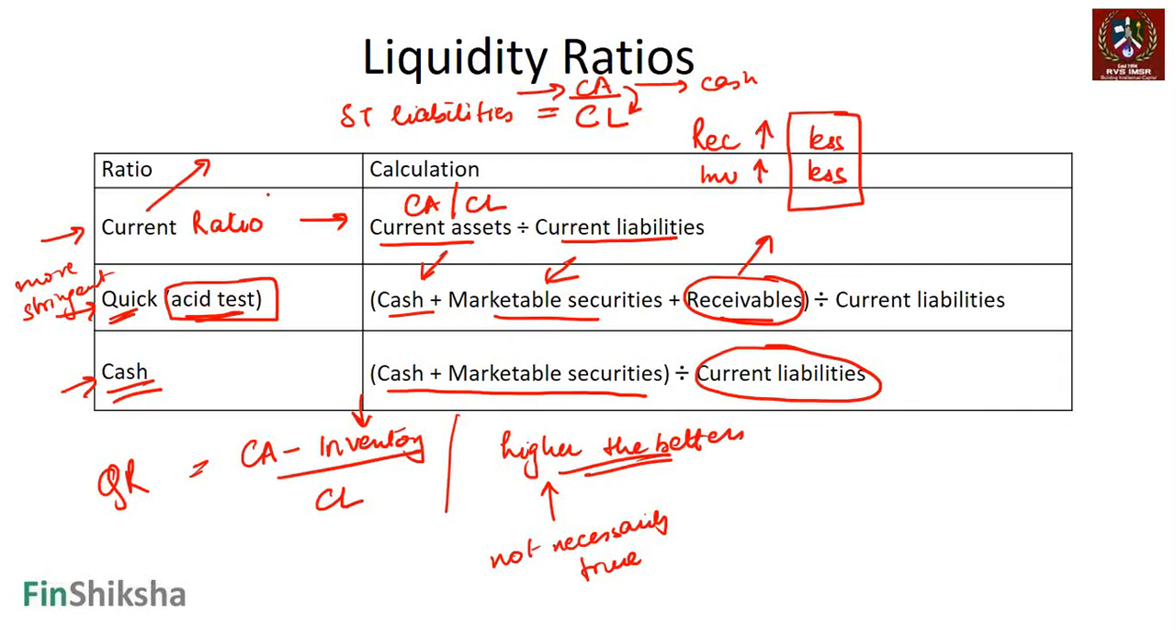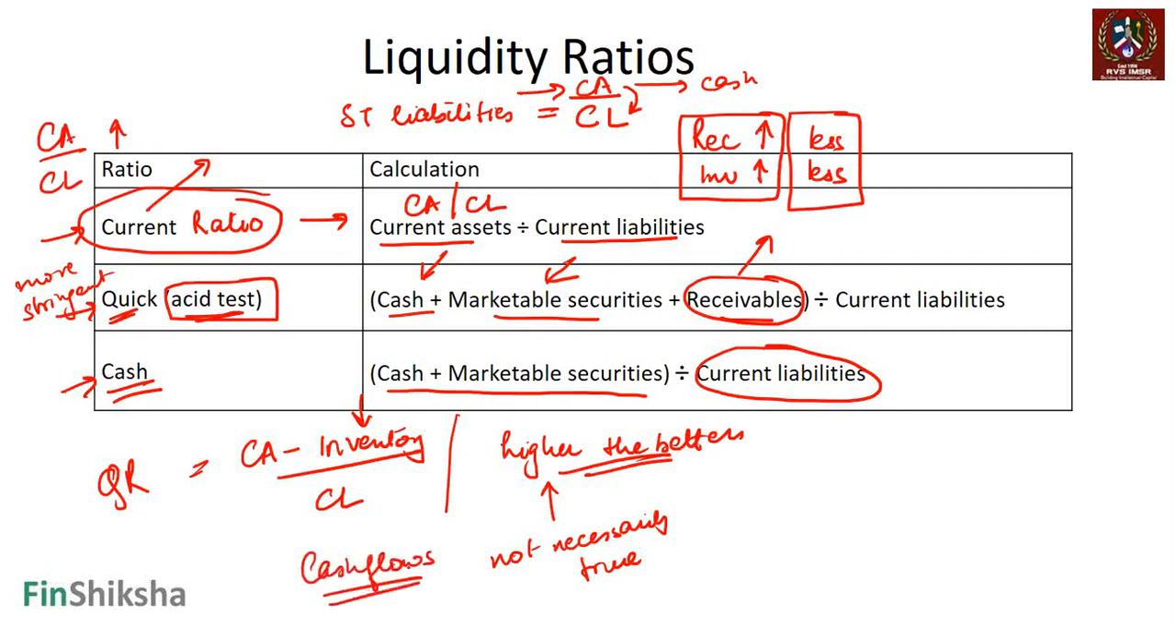But what the current ratio tells us is that CA by CL should be higher, which in a way implies that receivables and inventory should be higher, right? We will clear this confusion once we talk about the cash flows. For now, just assume that at least adequate current assets should be there so that you can fulfill your current liabilities. This does not mean that the ratio has to be exactly 2:1 or 1:1 or anything of that sort.